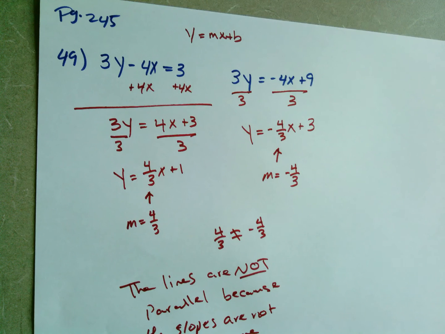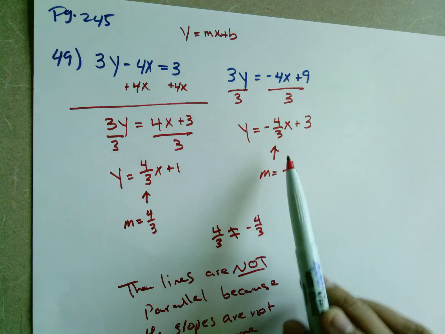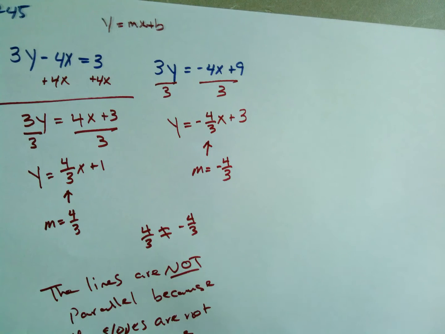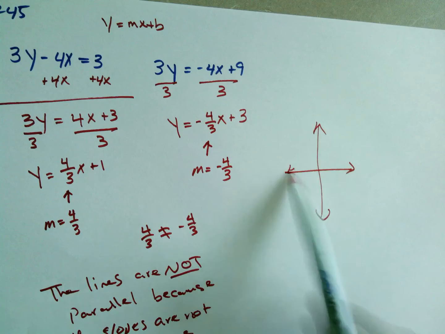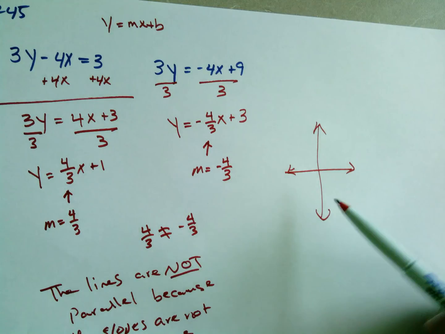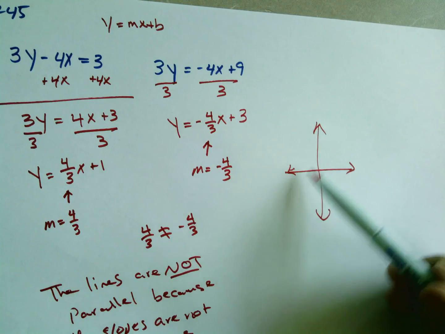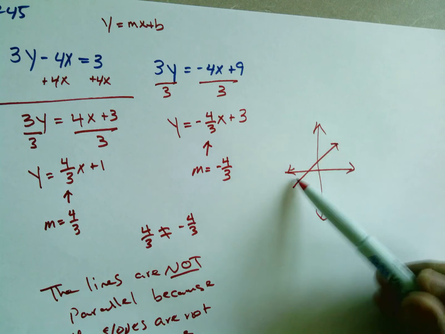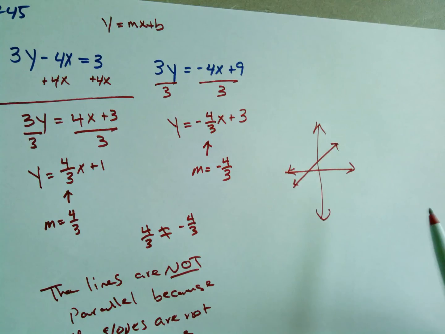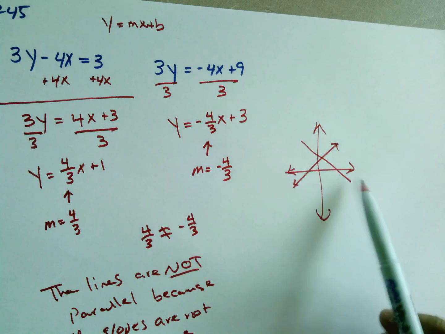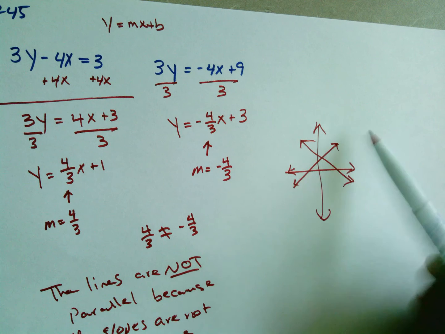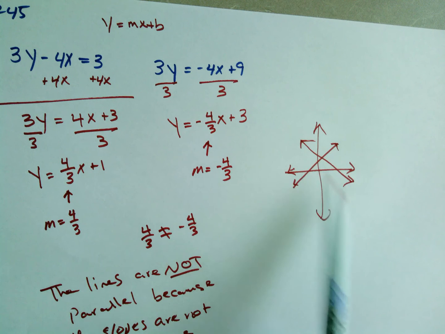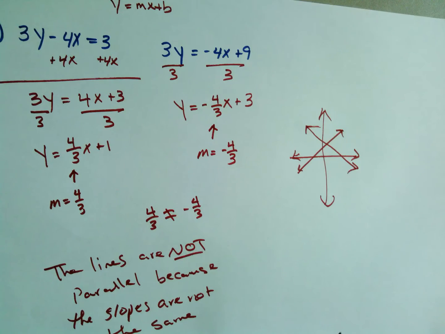So I take a look at these equations. They look similar, 4/3 and negative 4/3, but we know that on a graph, if we were to draw a quick graph, one of these lines goes like this. The other one is a negative slope, so it's got to go down. Obviously, these lines are not parallel. One of them has a positive slope, the other has a negative slope.